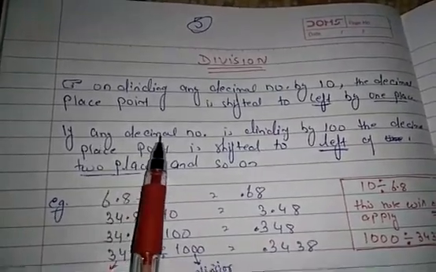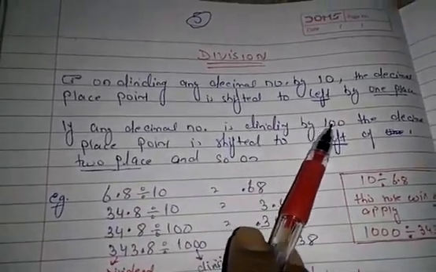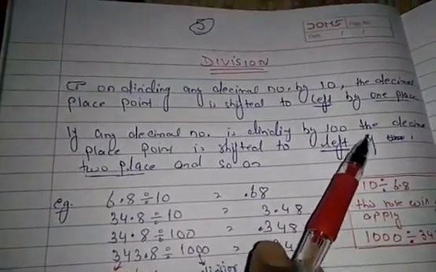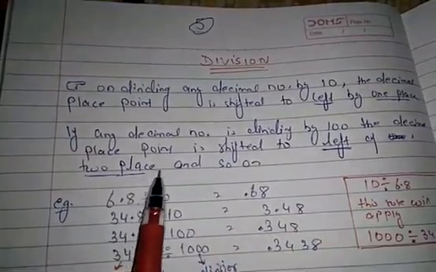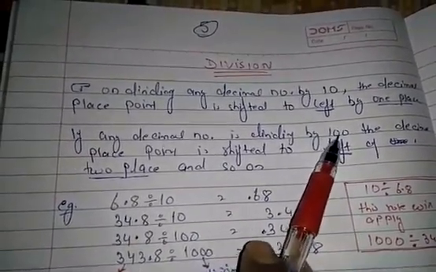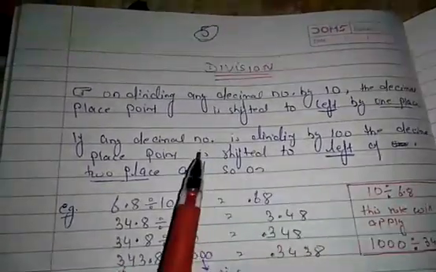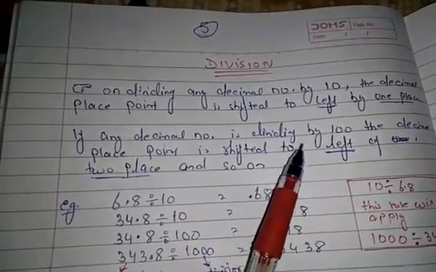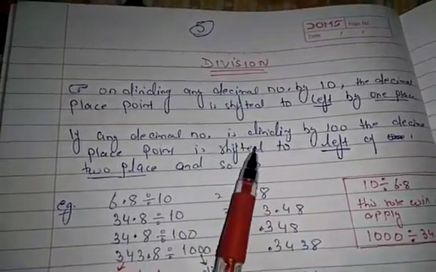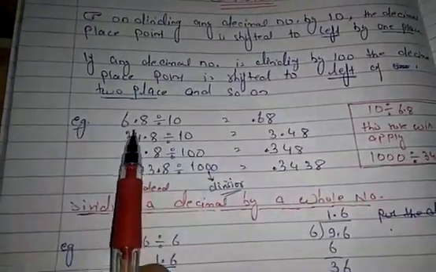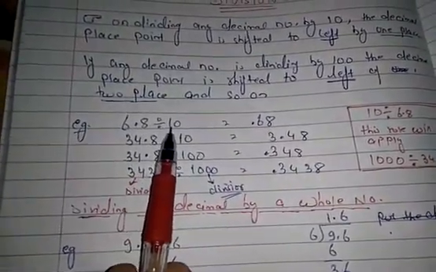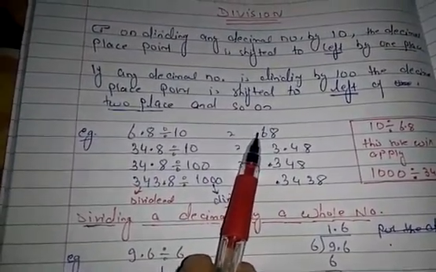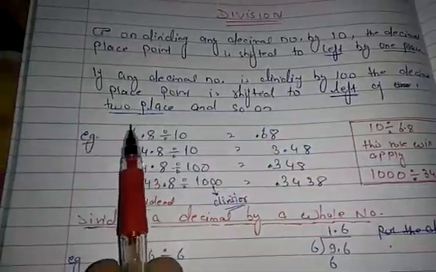In the next case, if any decimal number is divided by 100, the decimal point is shifted towards the left, but how many places? 2 places, because here are 2 zeros, and so on. Suppose any decimal number is divided by 1000, then the decimal point is shifted towards the left by 3 places. Take some examples, like 6.8 divided by 10, so it will be 68, but the decimal point will shift one place towards the left.